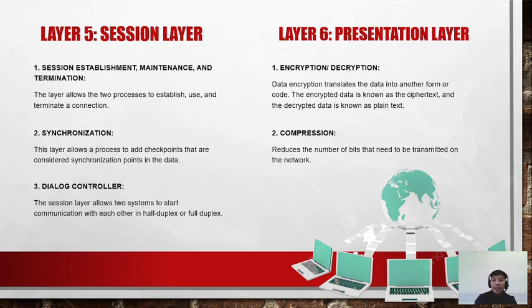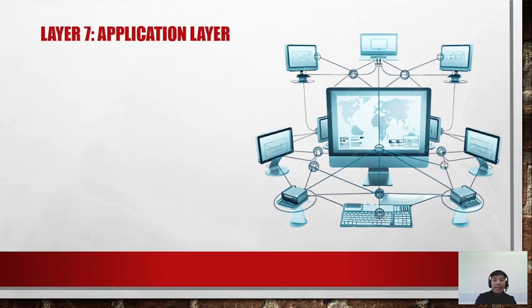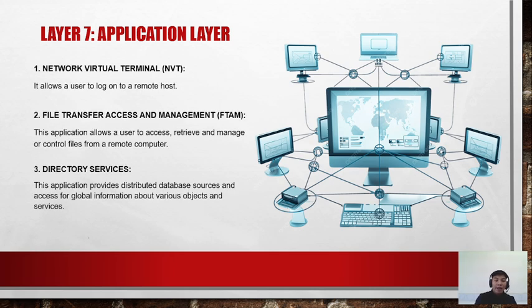And next layer we have the application layer. This layer has three functions. The application layer provides services that allow users to interact directly with the network. One of its functions is the Network Virtual Terminal, or NVT, which enables a user to log in and access a remote computer as if they were physically present.